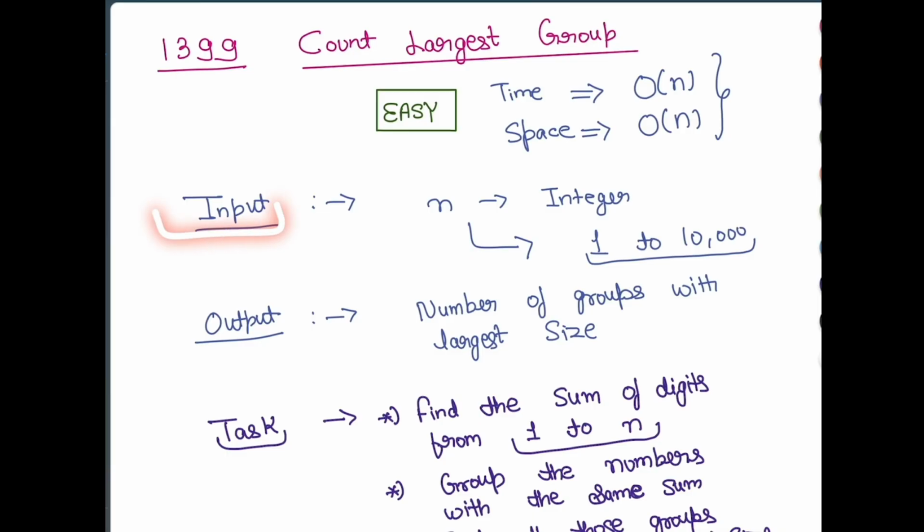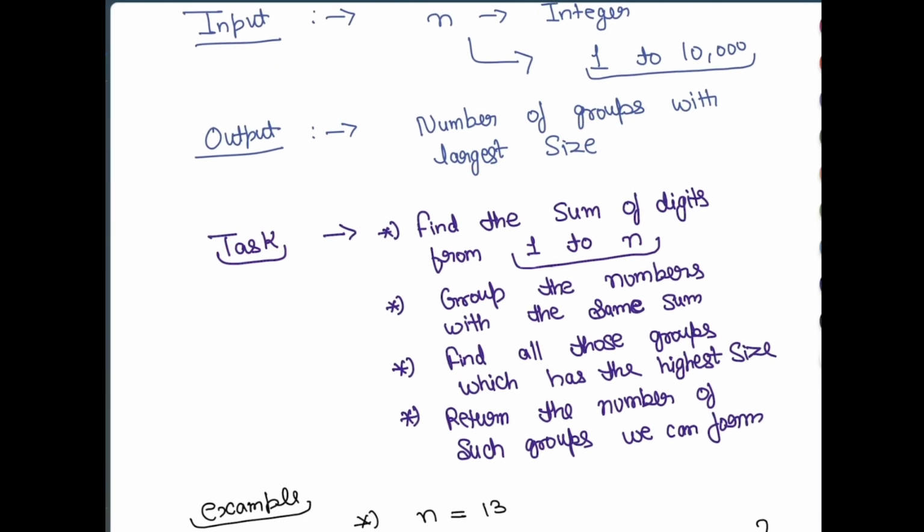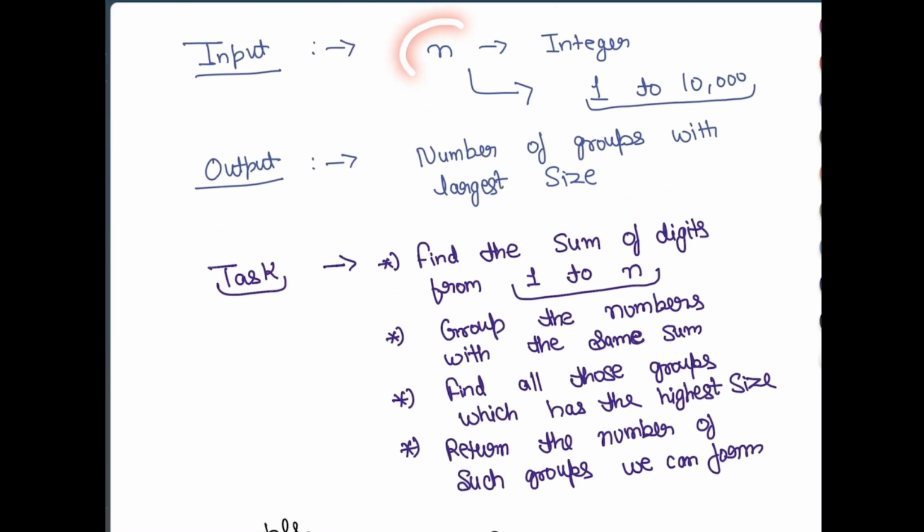The given input in this problem is an integer n, and the range of the value for n will be from 1 to 10,000. The output which we need to give is the number of groups with the largest size. Now, how can we form a group and how can we find the size of it? It depends upon the task. So let us try to understand what is the task which we need to do based on the given input.